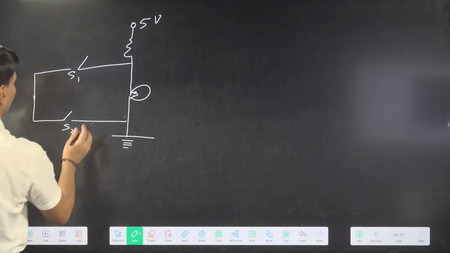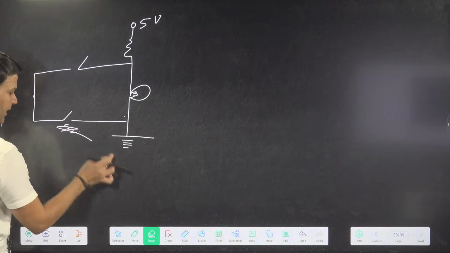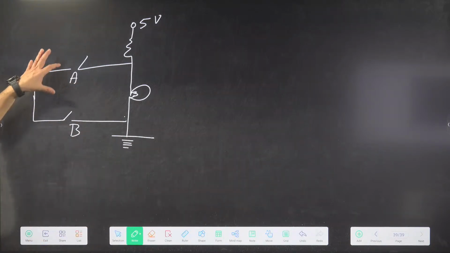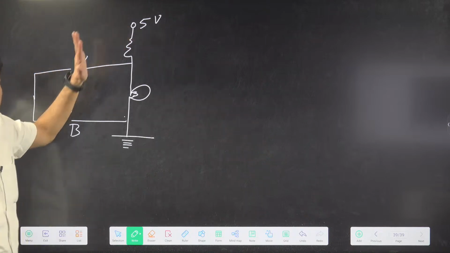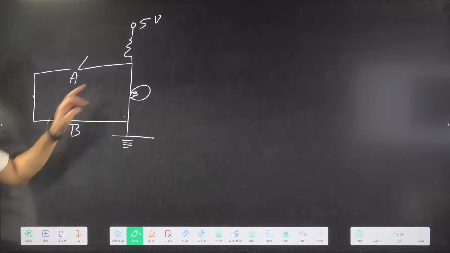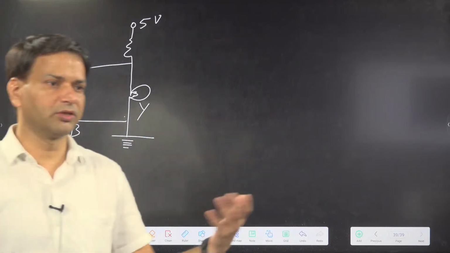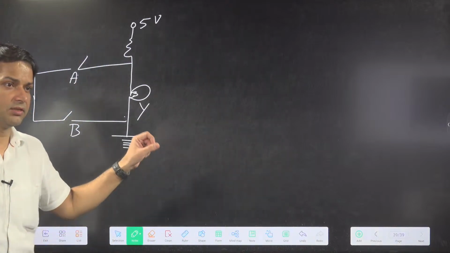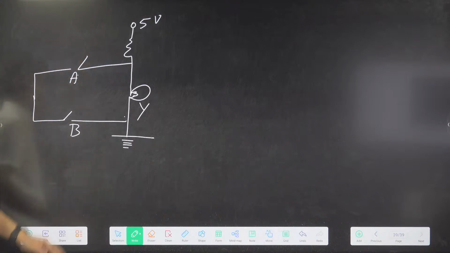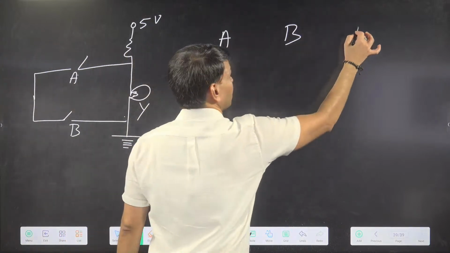Okay, so the inputs they are taking are the switches, A and B. This is the A, this is the B. Here they are applying the 5 volt. So A and B are the two inputs, and the output we are taking across the bulb. If the bulb is glowing, the output is 1. If the bulb is not glowing, the output is 0. Switch closed is 1, switch open is 0. So here input is A and B, and output is Y.